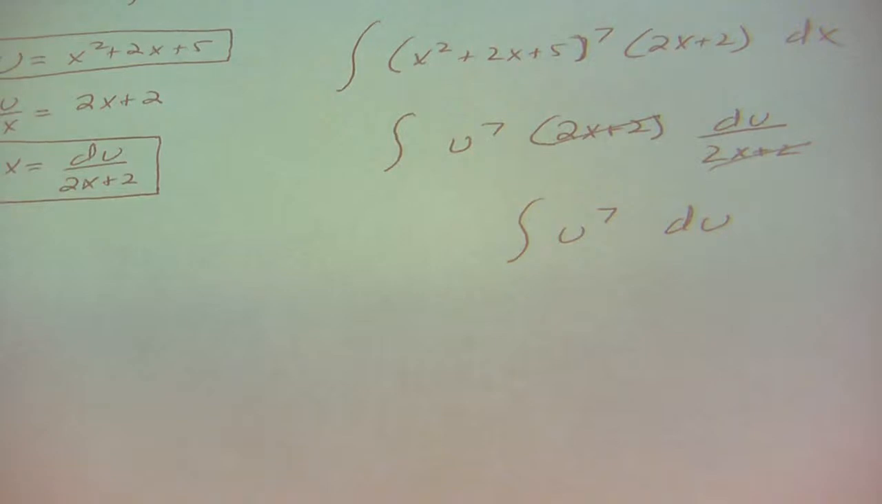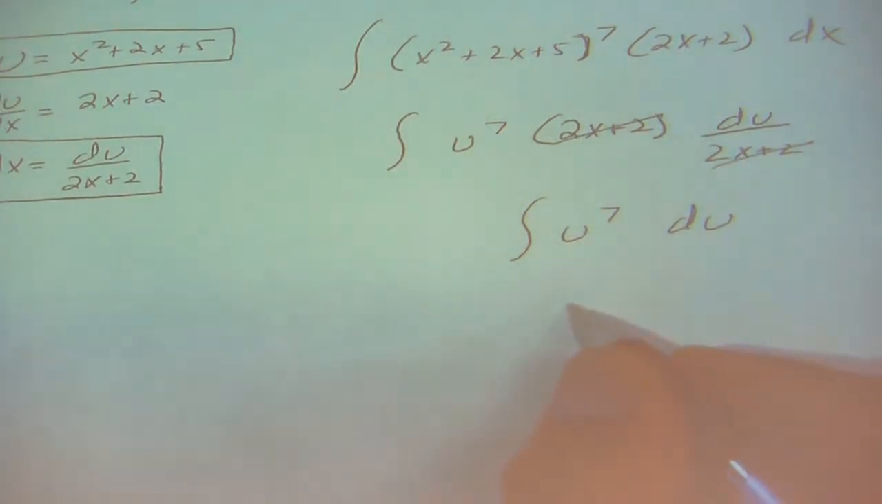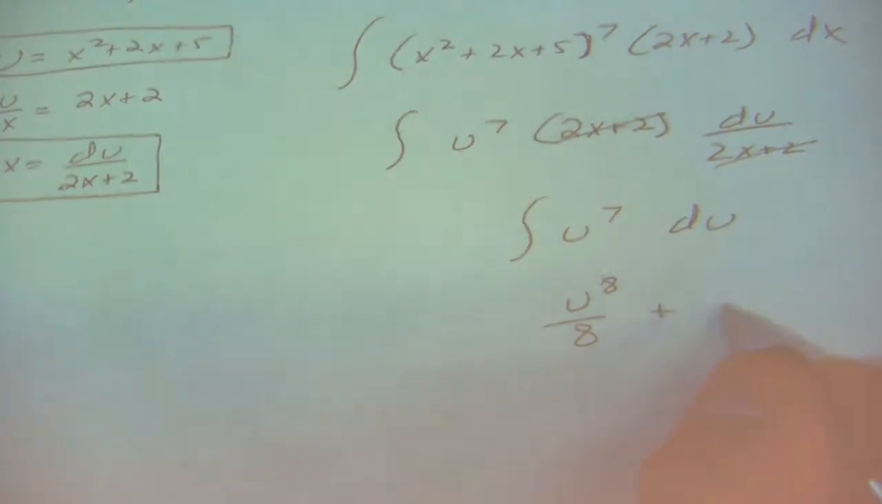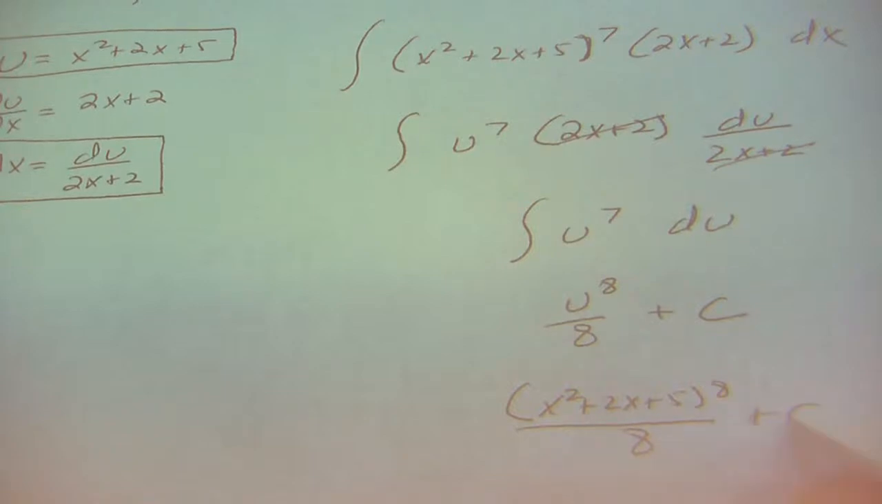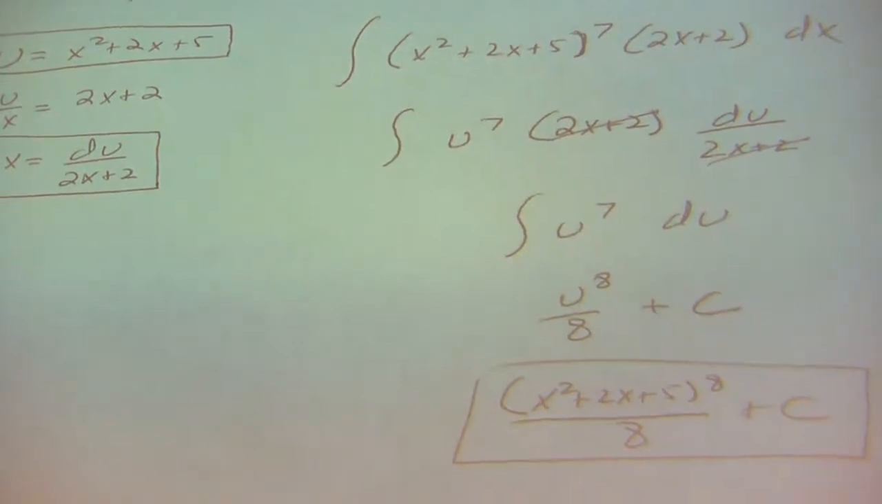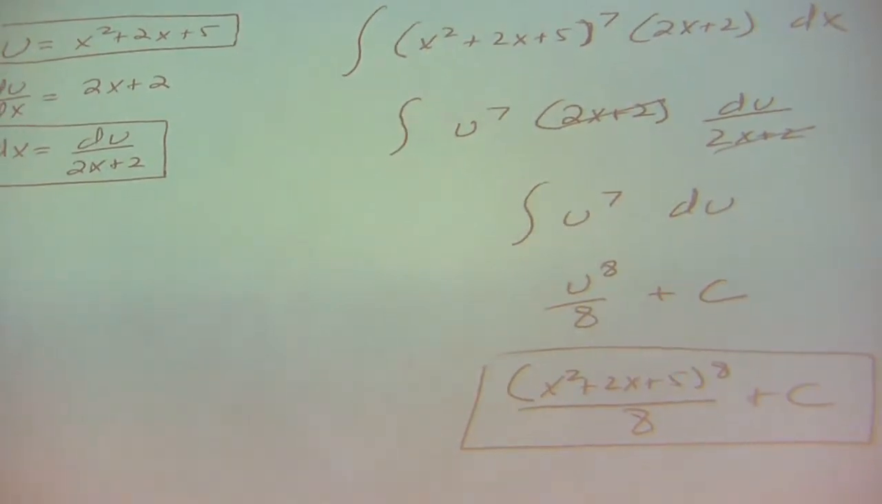Any questions so far? So this is going to be u to the 8 over 8. Don't forget your plus c. And then u is x squared plus 2x plus 5, so it's x squared plus 2x plus 5 to the 8 over 8 plus c. Starting to see the pattern?